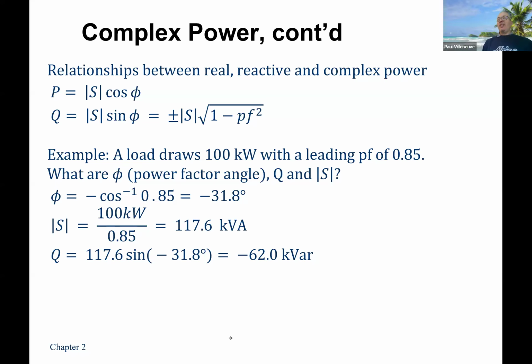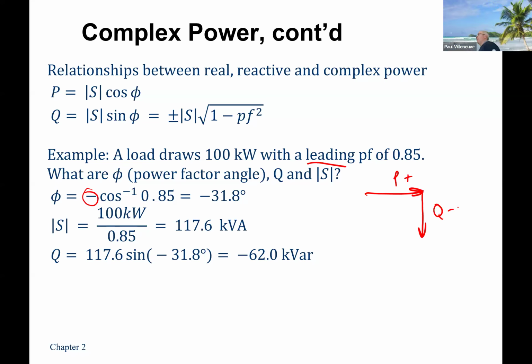So first thing I do is I take the inverse cosine of 0.85 and I get 31.8. And the reason why I put a negative there is because it said it's a leading power factor, which, if you remember the power triangles, means P is positive, but Q has to be negative.